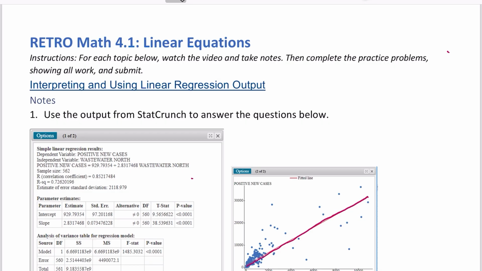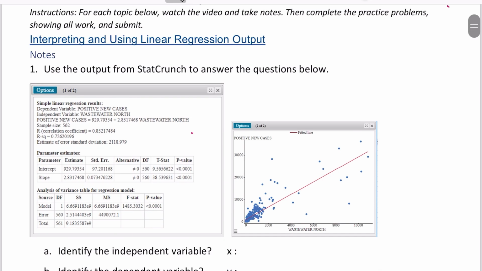So, for some reason my paper won't scroll up. There it goes.